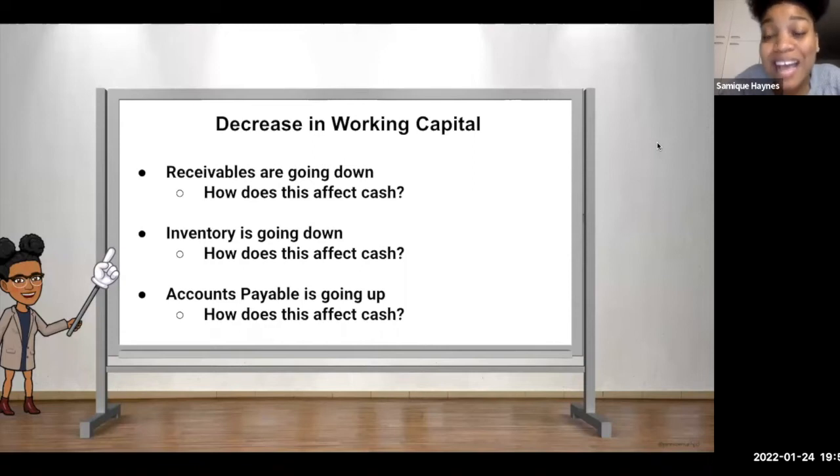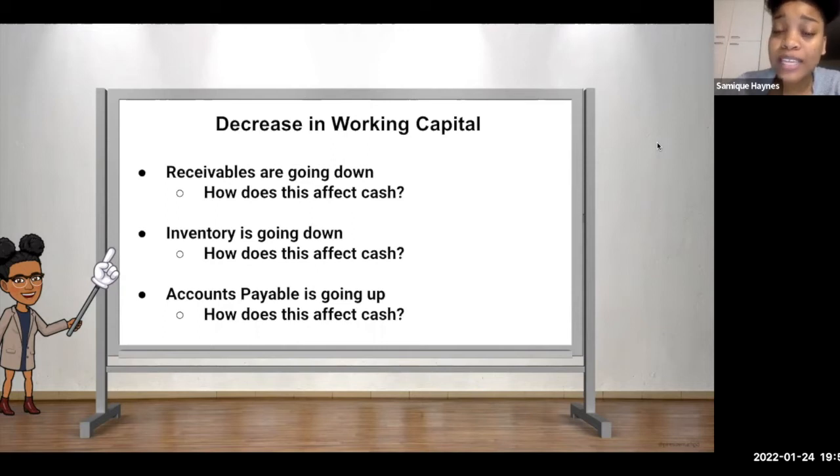Borrowing more. Exactly. If we borrow more, are we spending our cash? No. So that means our cash should be going up, so we will add it. But if accounts payable start going down, it means that we are doing what? We are repaying the things that we owe. We're paying it back now. So that means that our cash will be going down.